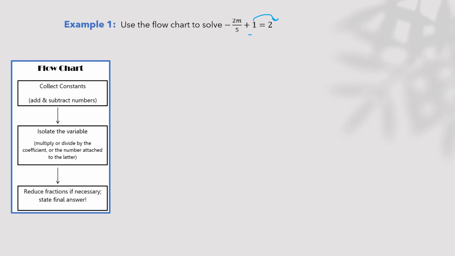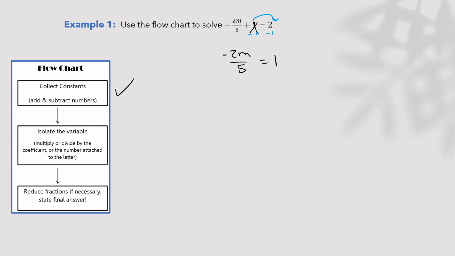To do that, I perform the opposite operation, which is subtraction of 1. That's going to give me -2m over 5 equals, so these are 0, equals 1. Now that's my step 1 there, that's done.